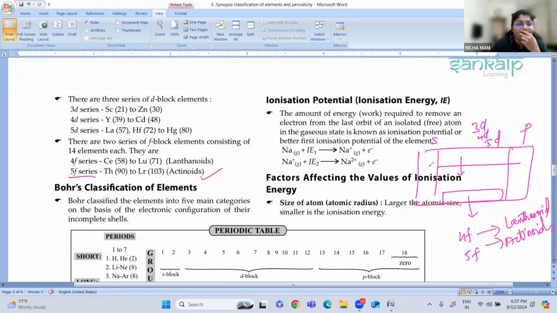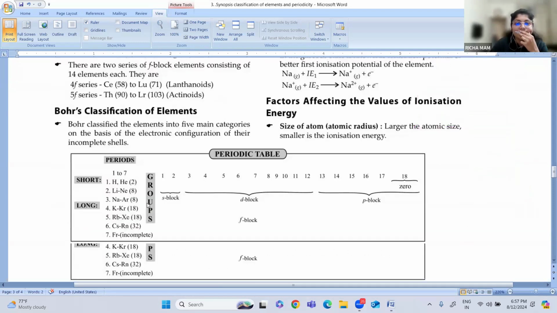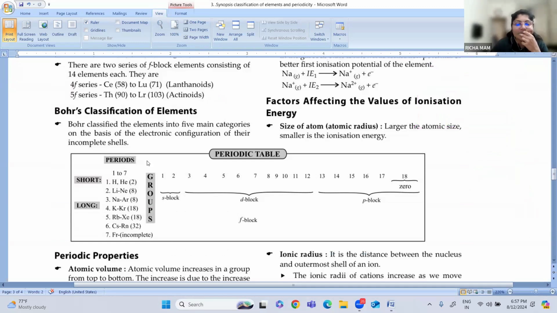Now you can see here the periodic table, with the different groups. Group 1 and 2 are the S block, group 3 to group 12 is your D block, and separately down is your F block. Group 13 to group 18 is your P block elements.